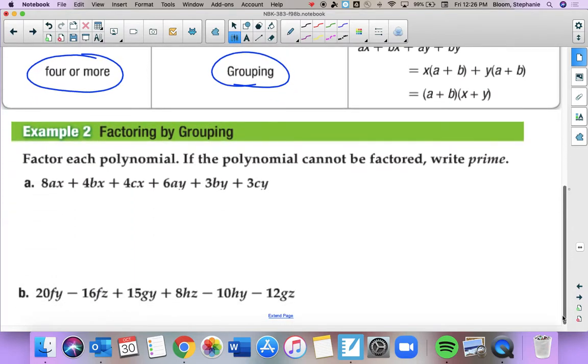If you can't factor it, you're going to write prime. Okay? So here's my suggestion. The second I see four or more terms, I'm automatically asking, can I group these together so that they have anything in common? Okay? So here's what I mean by that.